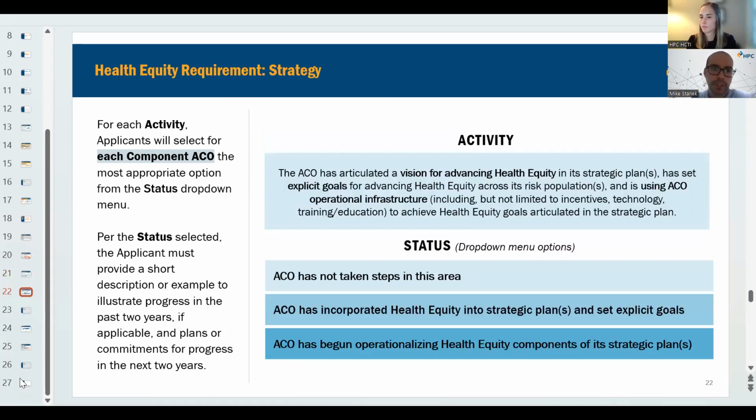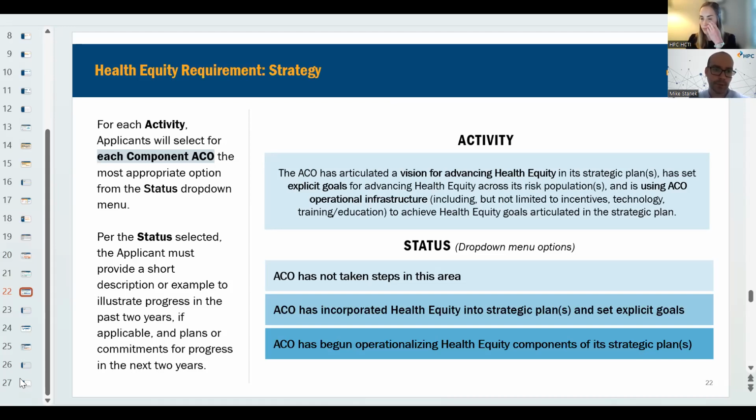The final activity pertains to the strategy opportunity area. This activity gauges whether ACOs are making organization-level commitments to health equity and whether they're starting to apply a health equity lens broadly to the work or the operations of the ACO. We will ask applicants to report on whether each component ACO has made any explicit commitments to advancing health equity in its strategic plans, whether it has set any goals in this area as an organization, and the degree to which ACOs are operationalizing or implementing any health equity components of strategic plans.